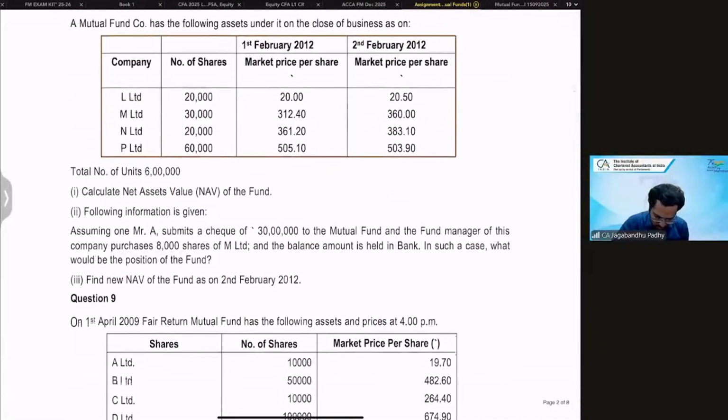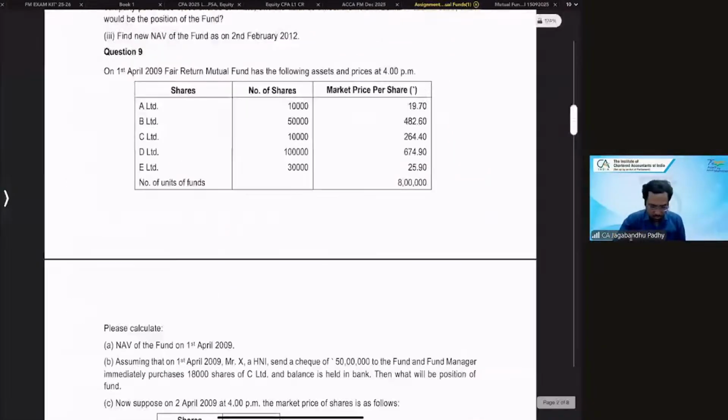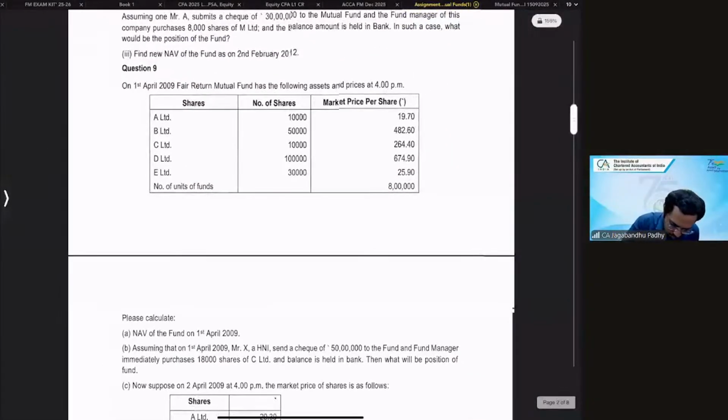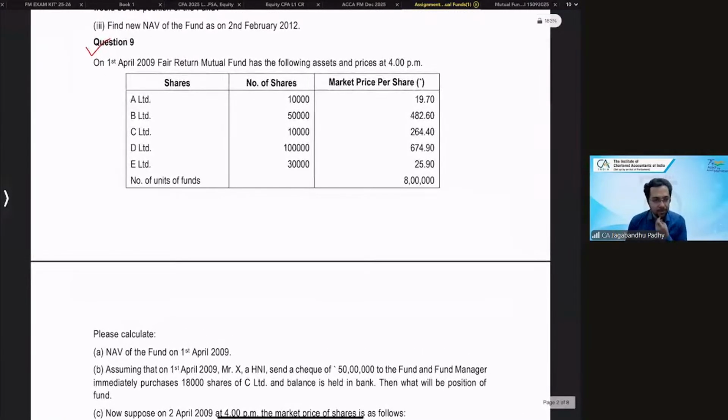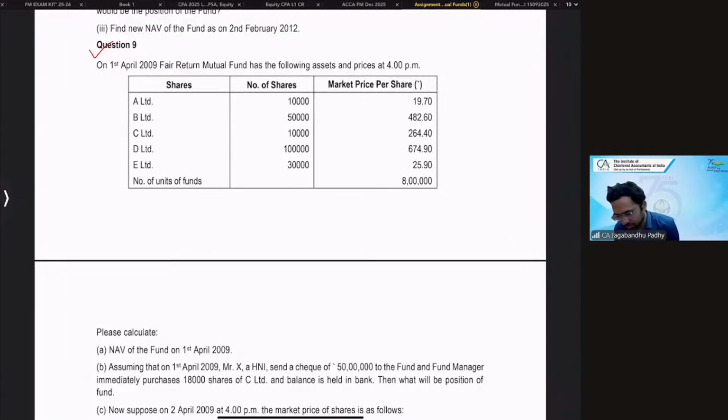Now a similar question. Question number 9. Just check. Can you solve it, guys? Similar to what the other question that we did just now. Can you solve this? Give it a try, guys.